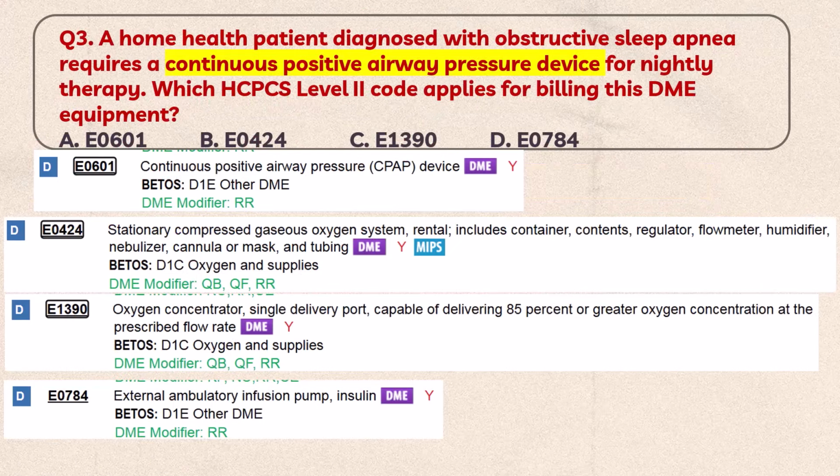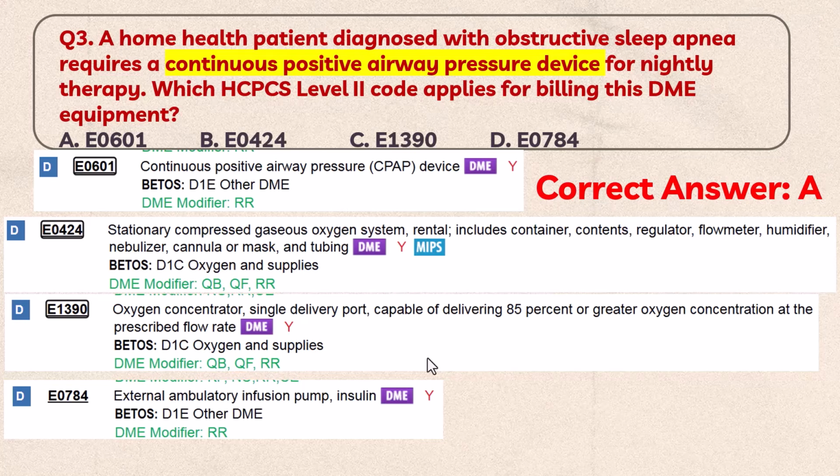So once you look at the code E0601, that says continuous positive airway pressure device, that is CPAP. So that is the correct answer. Here when you look at other answers, E0424, that is stationary compressed gaseous oxygen system. E1390 is oxygen concentrator. E0784 is external ambulatory infusion pump. So in this case, the correct answer will be answer A.